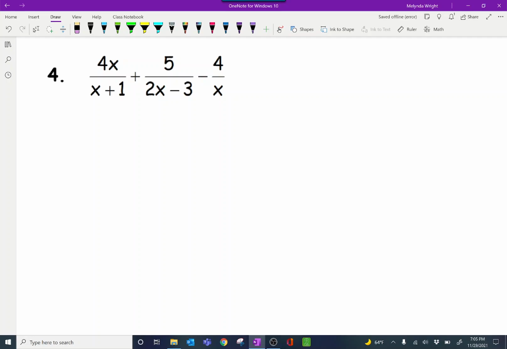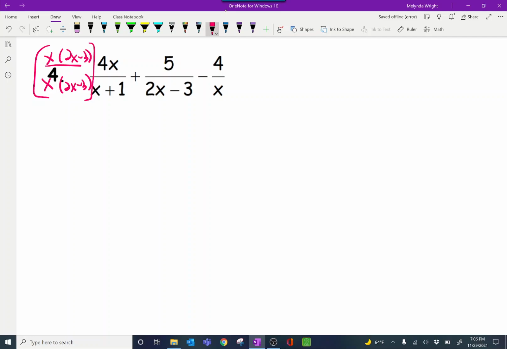So, all right. This first fraction has the x plus 1. It's going to need an x, and it's also going to need a 2x minus 3. Okay, that's what the first fraction needs.